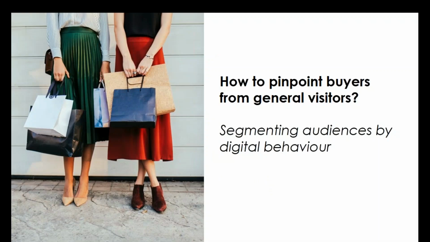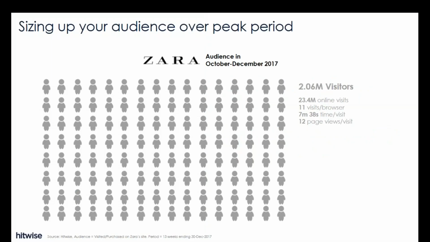Let's walk through an example of fast fashion retailer brand Zara. So the retail industry is gearing up for their fast approaching peak season at the end of this year. To prepare, a good starting point is reviewing your performance from last year. So let's see how Zara did from October to December 2017. Zara received over 2 million visitors to their site over the 3-month period, clocking over 23 million visits. They spent on average over 7 minutes on the site and viewed 12 pages per visit.